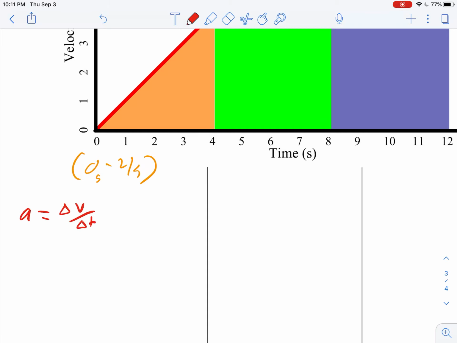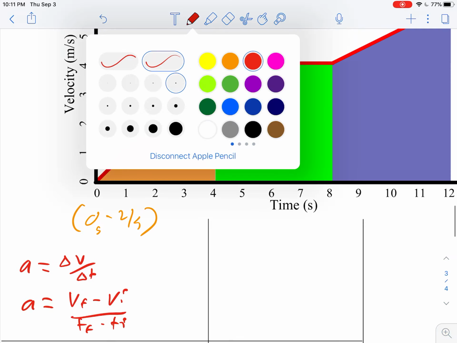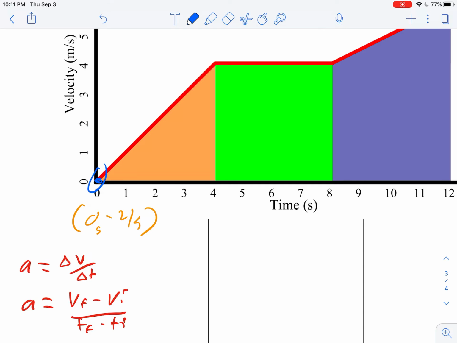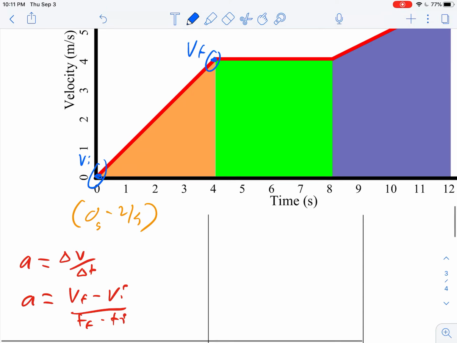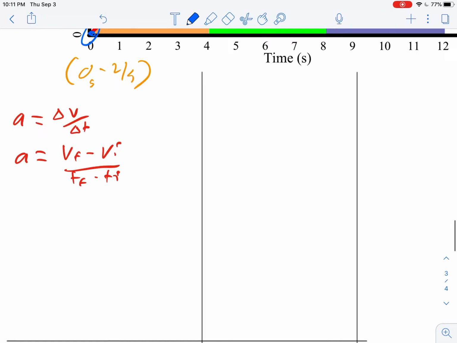Okay, so I got delta V over delta T, where that's the final minus the initial velocity, divided by the change in time, so T final minus T initial. All right, on the graph, I'm going to label my initial velocity here and my final velocity here. Okay, just reading the graph, my initial velocity is 0 and the final looks like it's 4 meters per second.